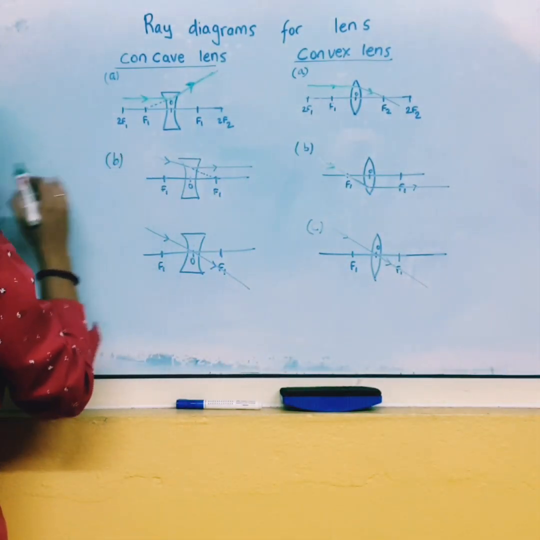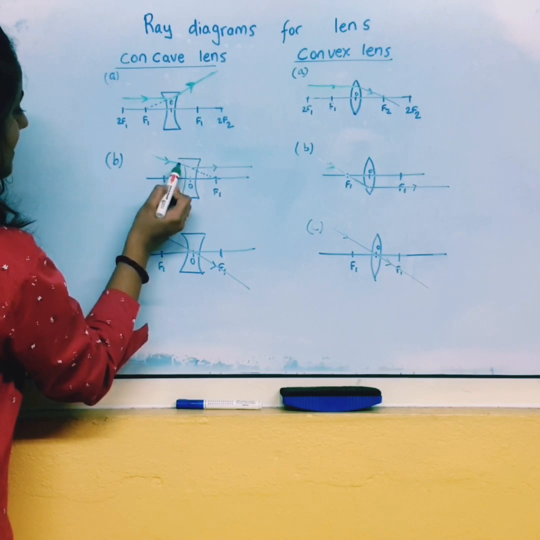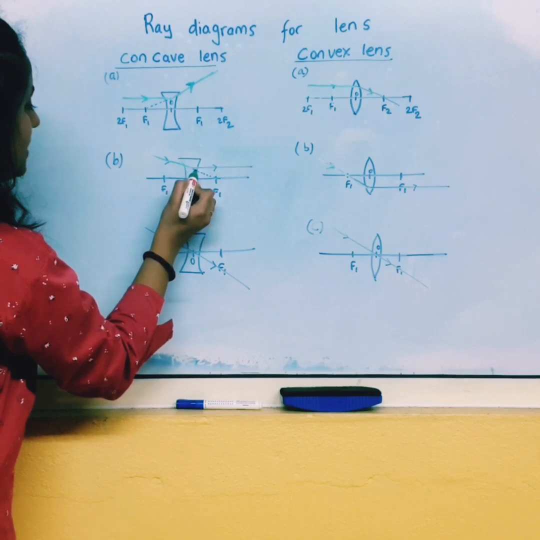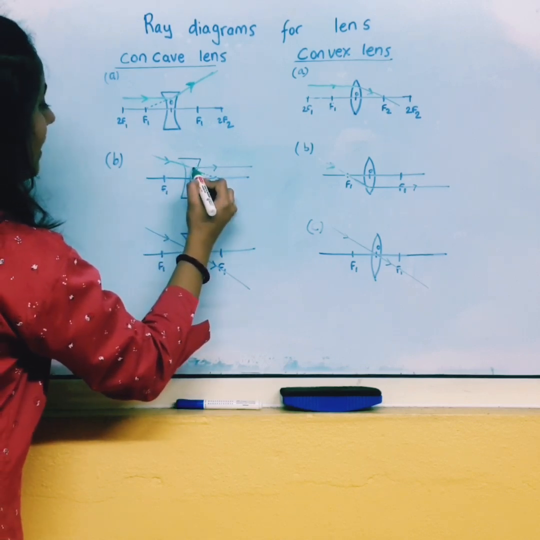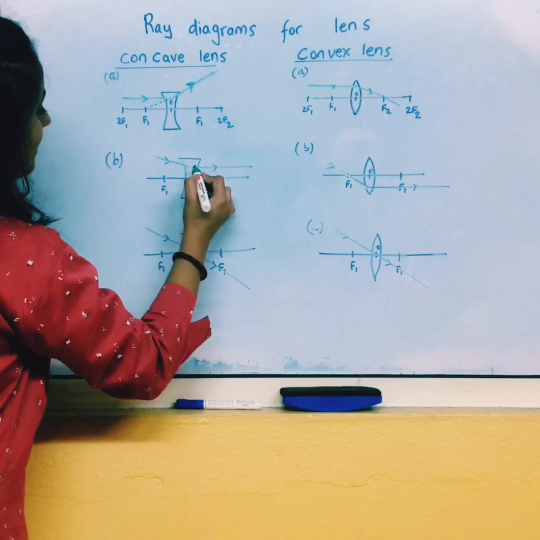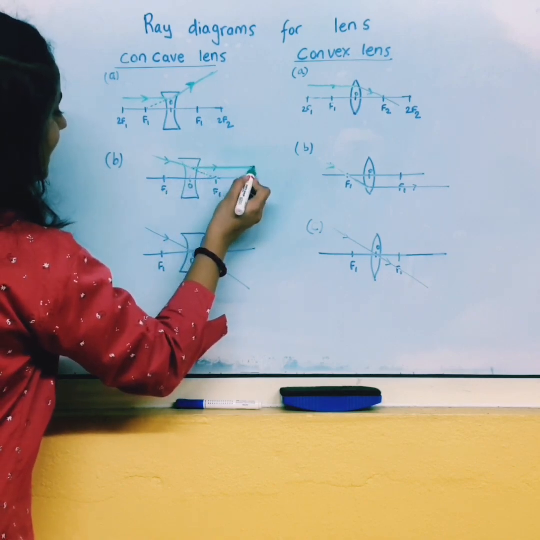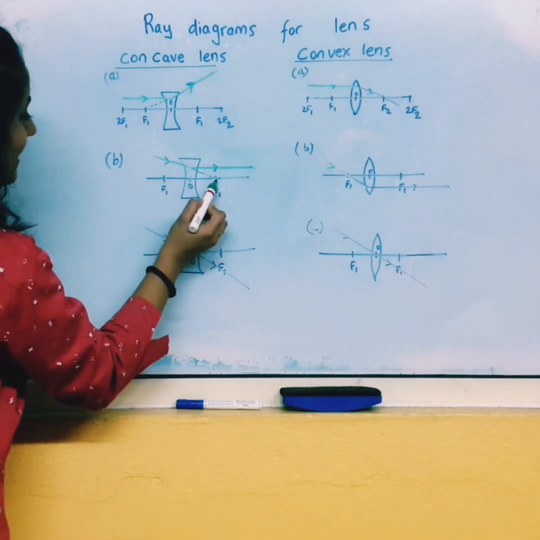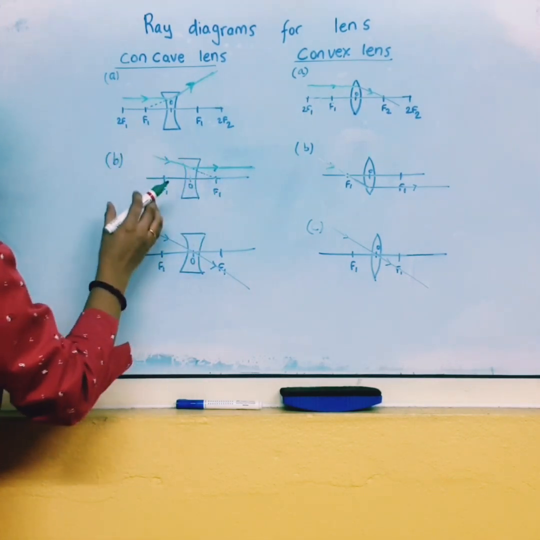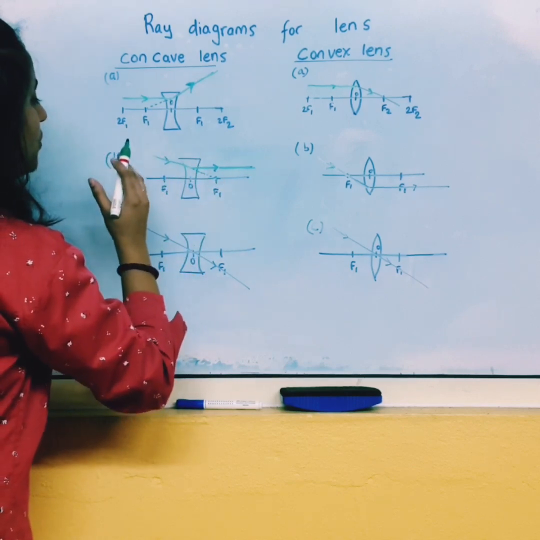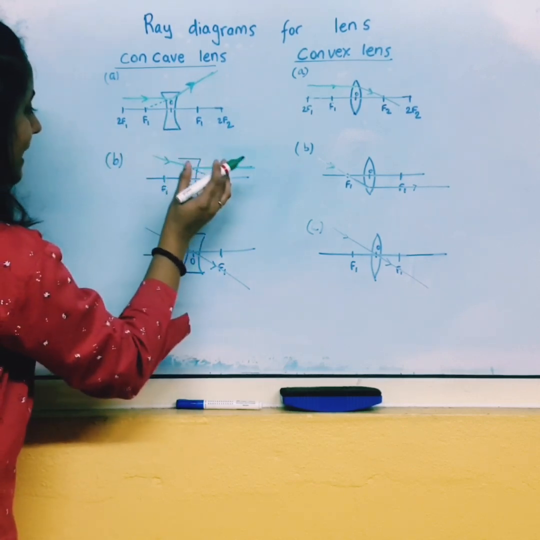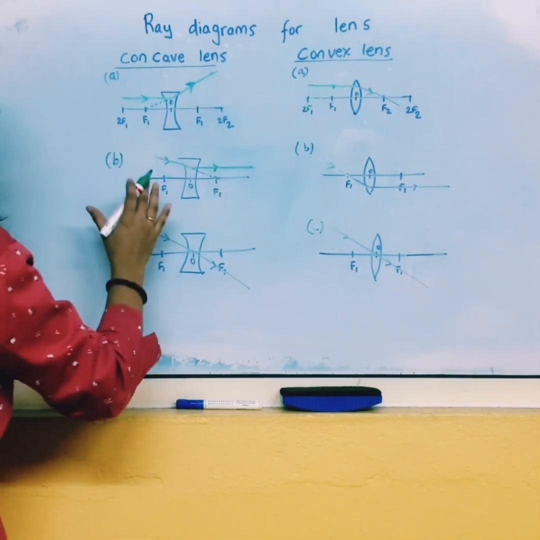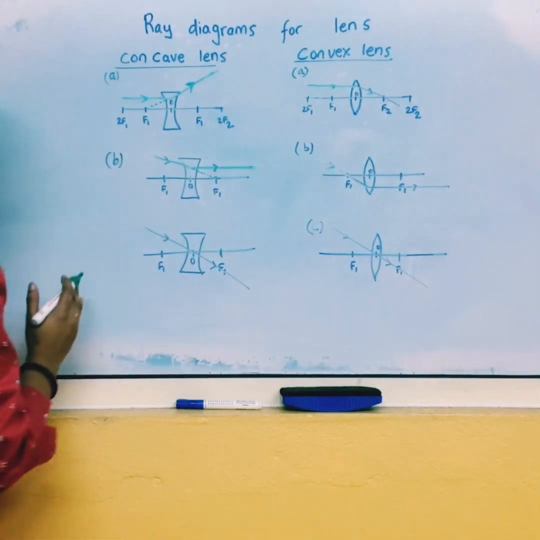Now in case of a concave lens, a ray of light which appears to meet the principal focus here, instead of meeting there, it will get refracted and pass parallel to the principal axis. So the ray of light which appears to meet the principal focus of the concave lens appears to refract in a parallel way on the same side of the concave lens. So these were the two cases of ray diagrams for concave lens as well as convex lens.